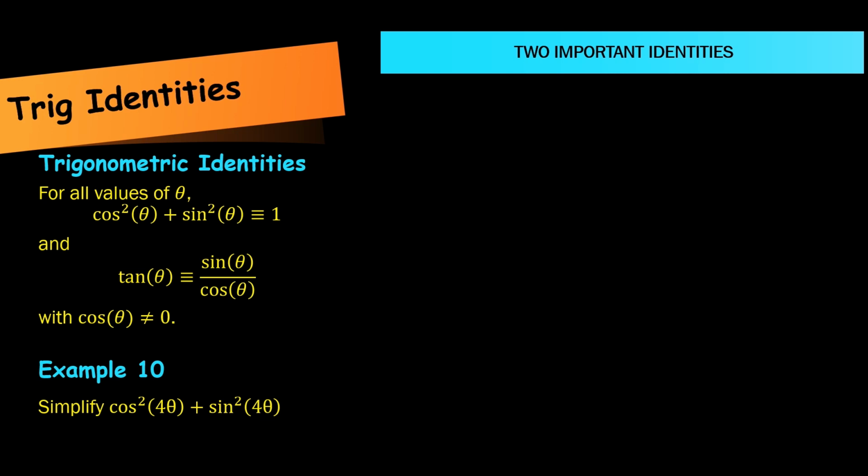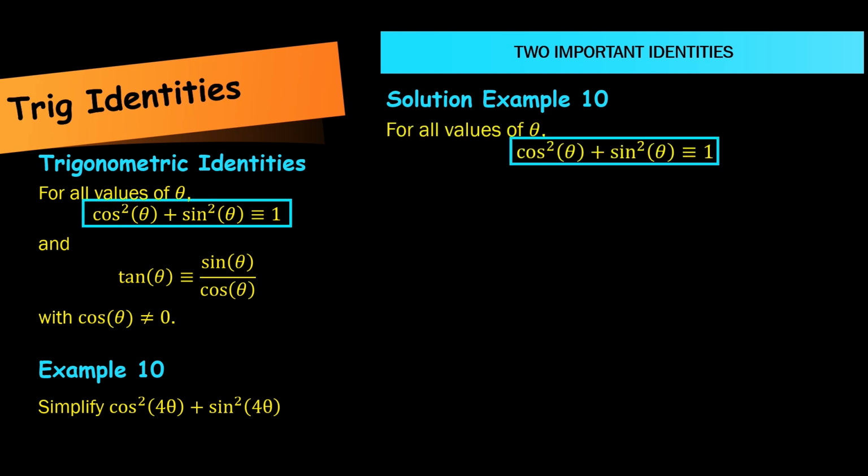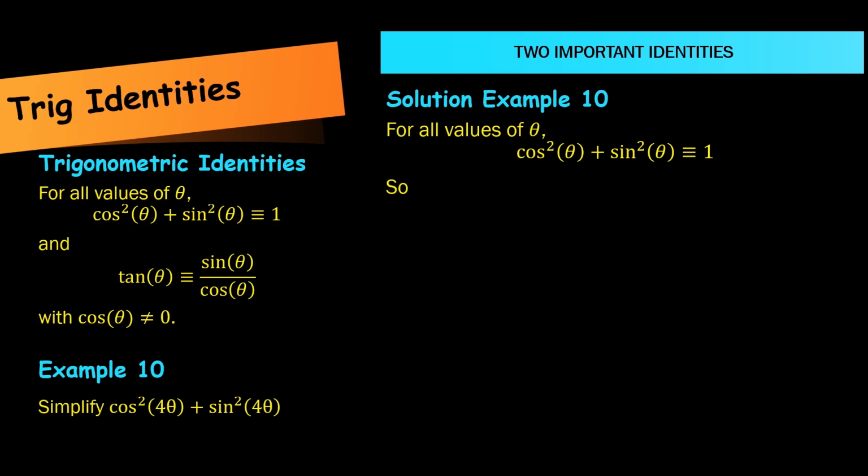So let's solve this. Since we have for all values of theta, cos squared theta plus sine squared theta is identical to 1, we can simply replace theta by 4 theta, and the identity still holds.